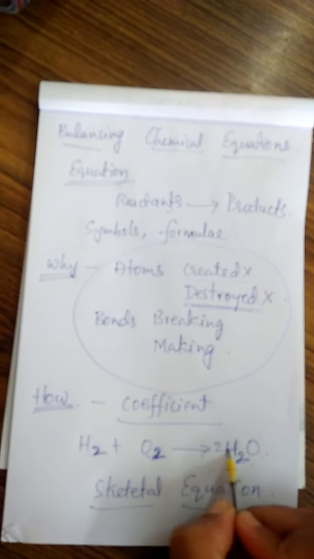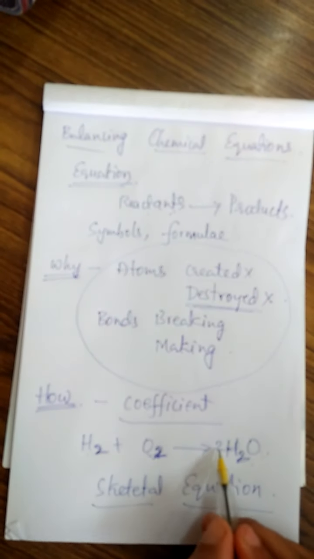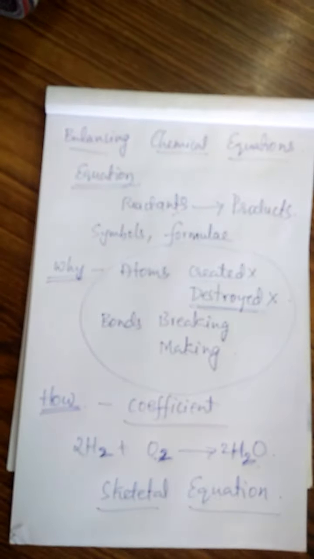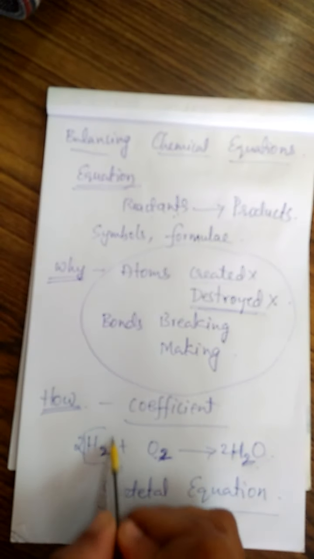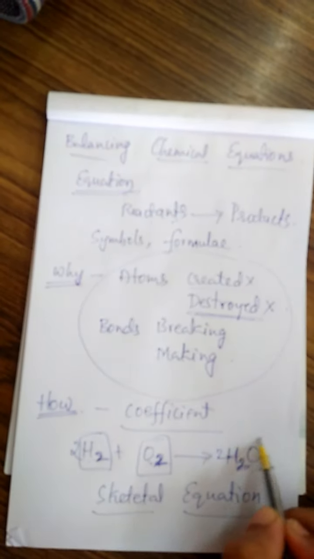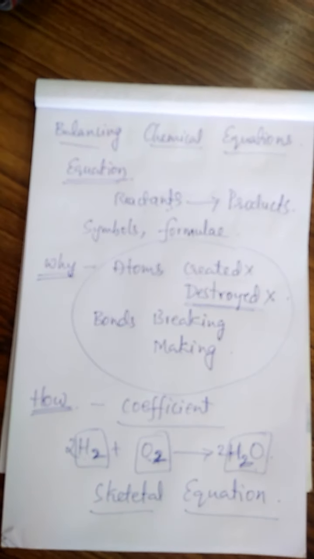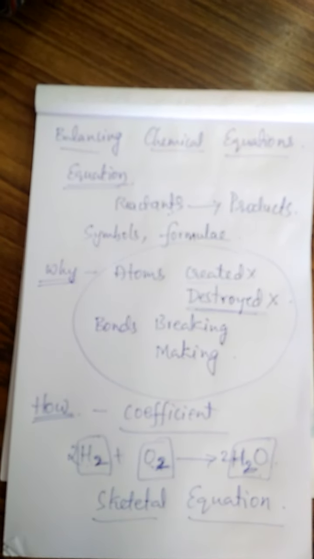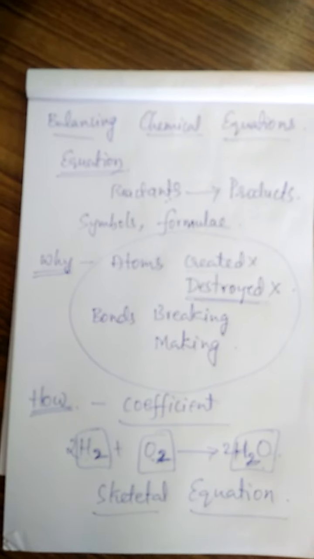So what we have to do here for balancing is write 2 before H2O. Now you see the hydrogens are not balanced. So what do you do? You write 2 before H2. But don't change this part. This part you can't change. Only before the formula or before the symbol you have to write the coefficient, some number, so that it gets balanced.